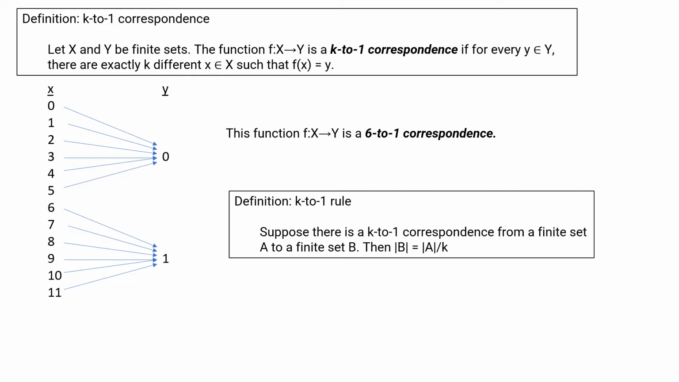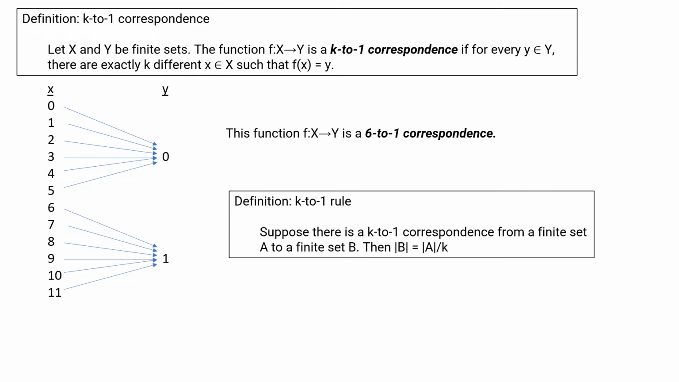Okay, so now here is a rule called the k-to-1 rule. Suppose there is a k-to-1 correspondence from a finite set A to a finite set B. Then the number of elements in B is equal to the number of elements in A over k. And remember, k is part of that k-to-1.